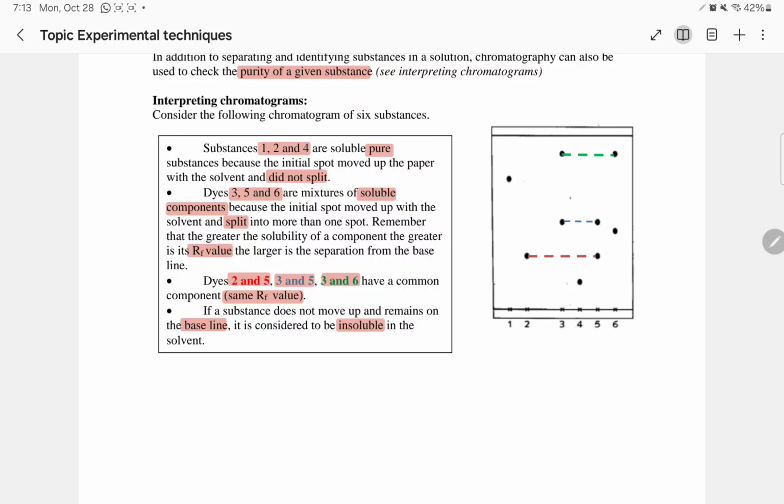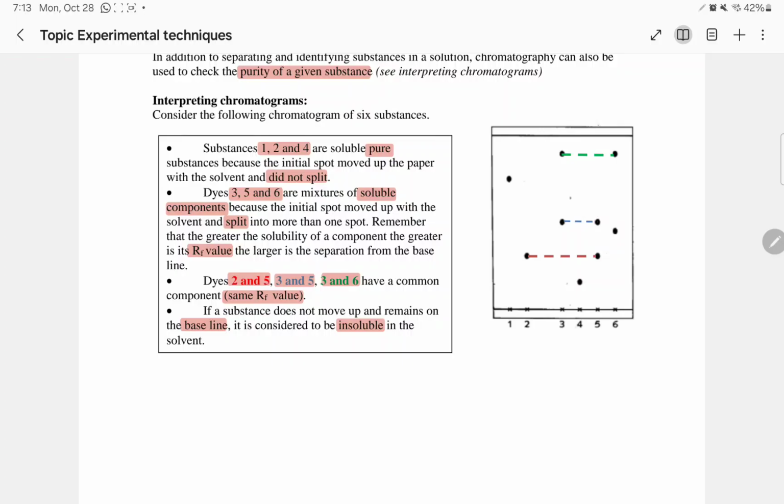So since they split and they have different RF values, they're not pure. Now we know that 2 and 5, since they're at the same horizontal level, have common components. Same with 5 and 3. Same with 4 and 6. Or well, no, sorry, 3 and 6, not 4. They have a common value because they have the same RF factor for some of them.